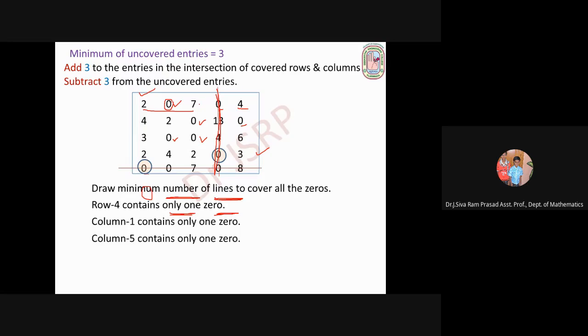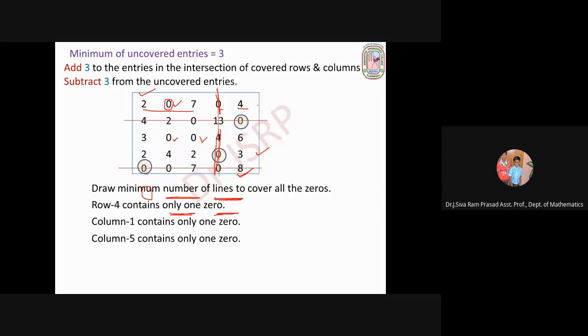So I have verified only column 3. Next, we have to verify column 5 also. So in column 5, we have only 1 zero. So circle that 0 and fix row. So cross off row 2. Okay. Still there are zeros not covered by lines.